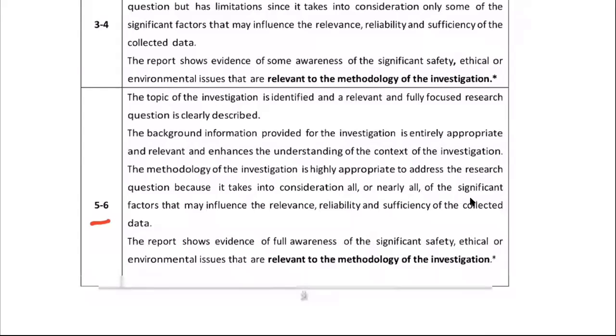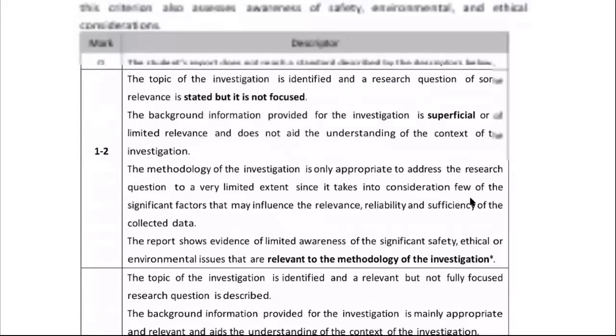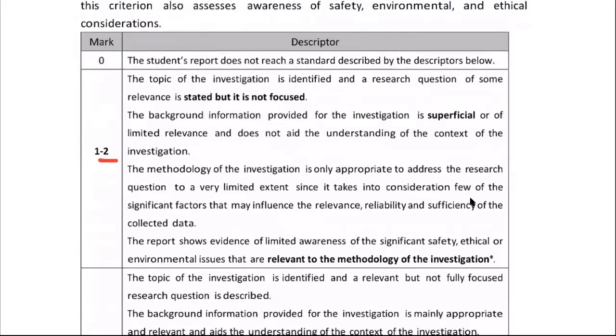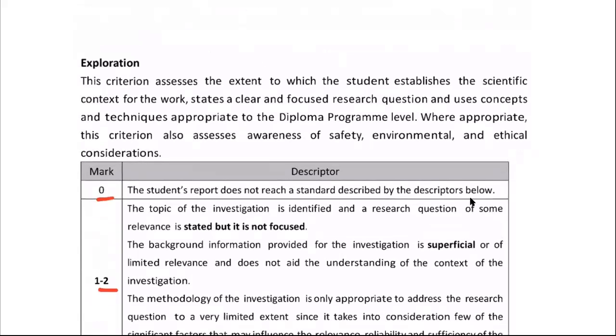So on this one, it says exploration, the criterion assesses the extent to which the student establishes the scientific context for the work. So that's doing your background research before you even start designing your lab. You've done background research and you include that in your report at the beginning because you're talking about whatever technique or whatever chemical scientific context is going to apply to your lab.